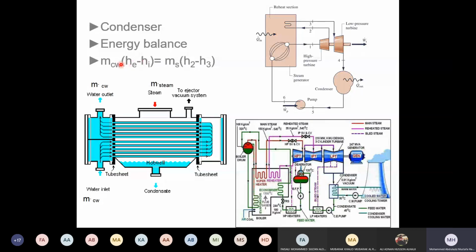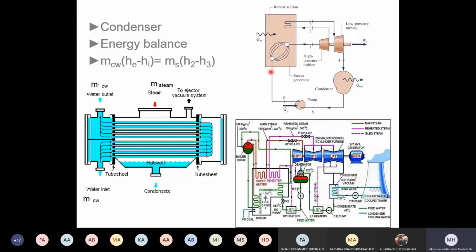So the question here is how much is the amount of cooling water? This is normally a part of a question we ask, and this is needed for the design of the cooling tower. Okay, any questions? Okay, if there are no questions, then I will go to the next modification.